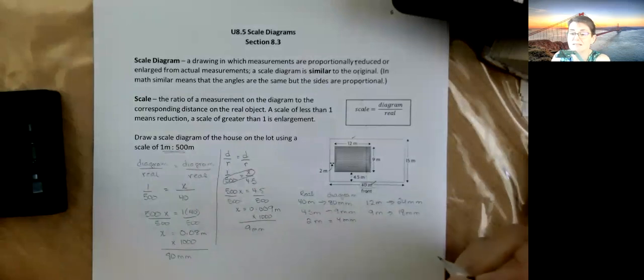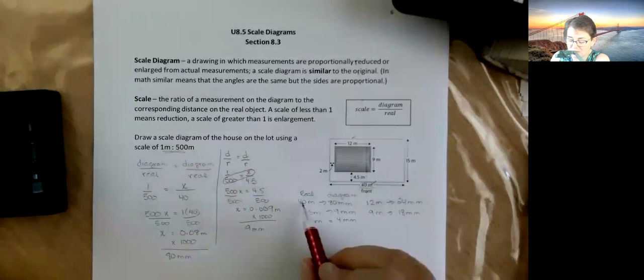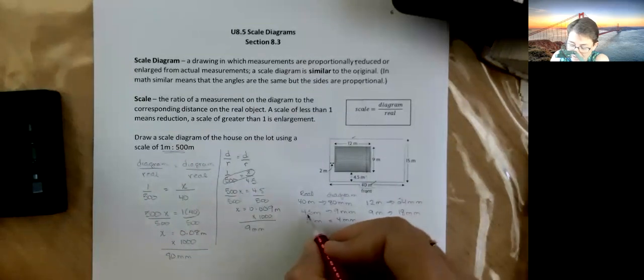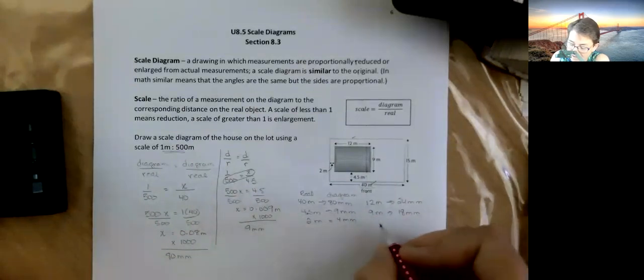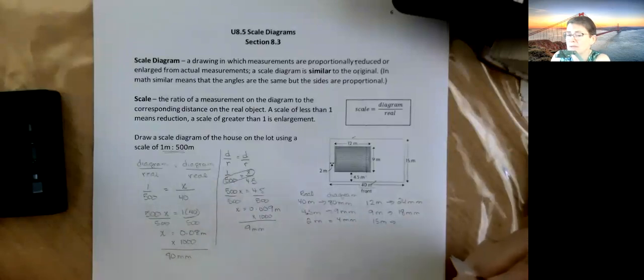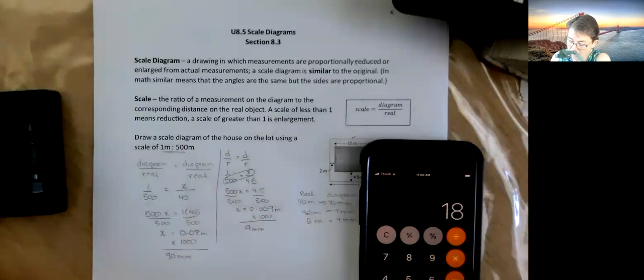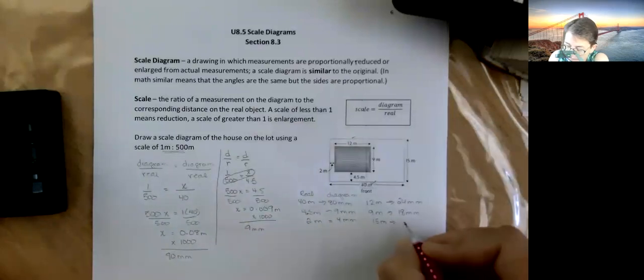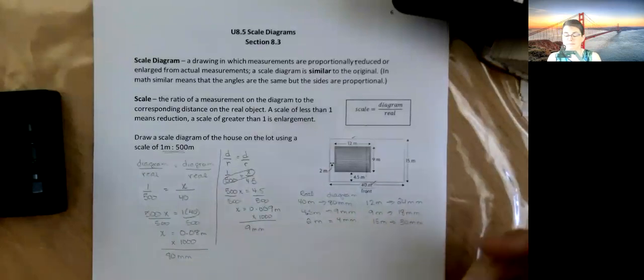Oh, anybody else see a rule? 40 went to 80, 4.5 went to 9, 2... Yeah, okay. Predict with me, how many millimeters? Look at the pattern. I'm thinking 30. Well, let's see. 15 divided by 500 times 1,000. Yeah, pretty much times 2. But we changed our units.